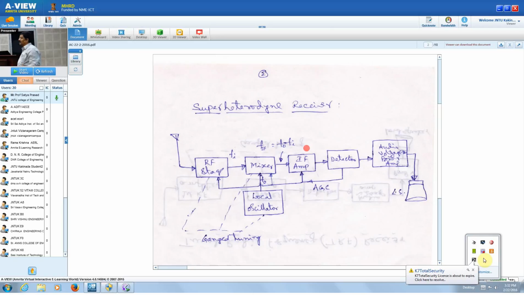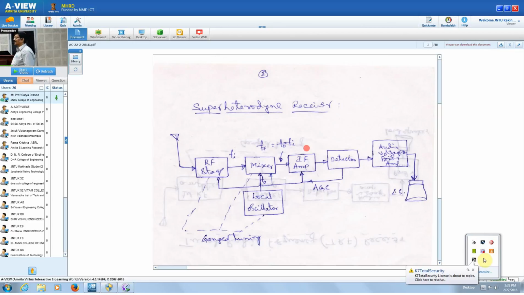And amplified, detected and so on, then you are going to get it as one.